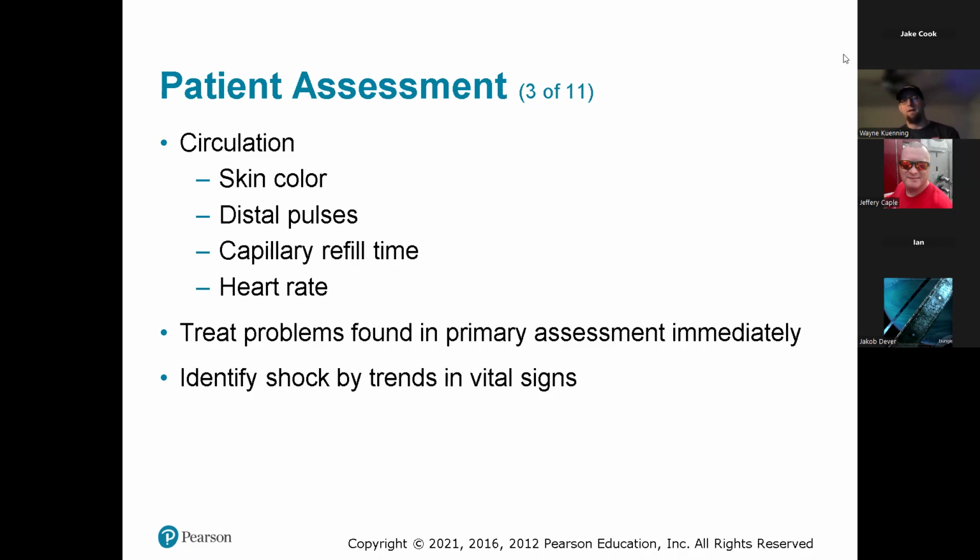Obviously, we're going to treat problems found in the primary assessment immediately. The biggest one is control arterial bleeds. Second to that is correct hypoxia. We're going to identify shock in trends in the vital signs. Obviously, if a patient says that my normal blood pressure is 100/60 and they're 100/60 and their skin looks pink, warm, and dry, they're probably telling you the truth. But if your patient's skin is pale, cool, diaphoretic, and their blood pressure is 80/60, now we need to do something.